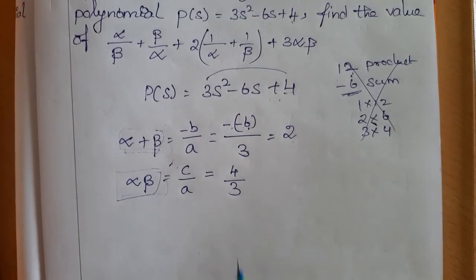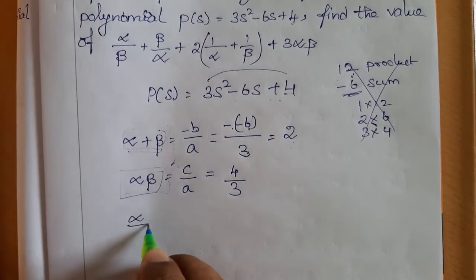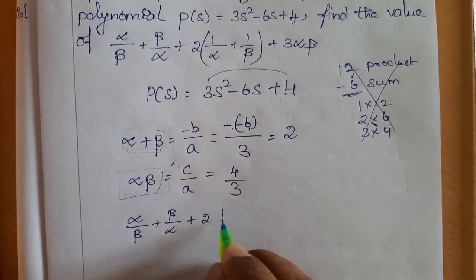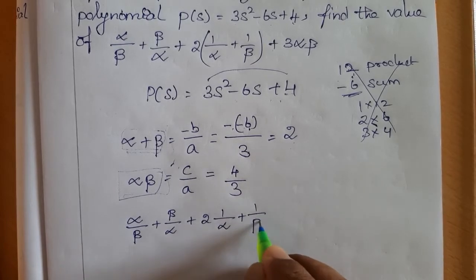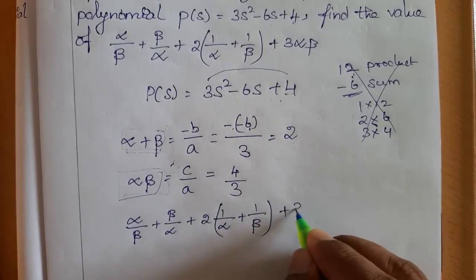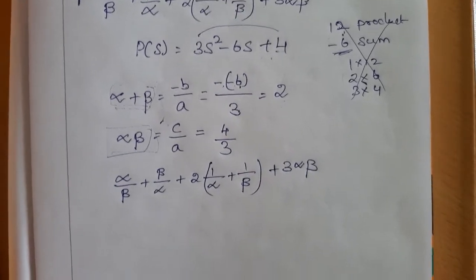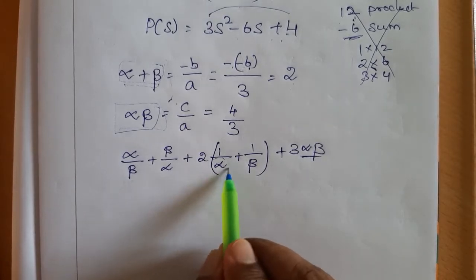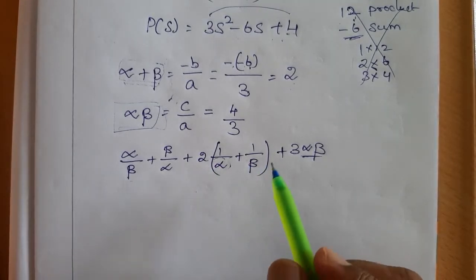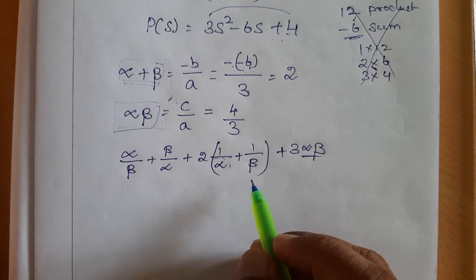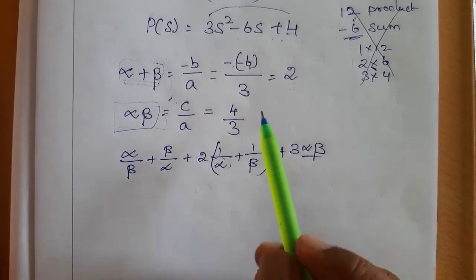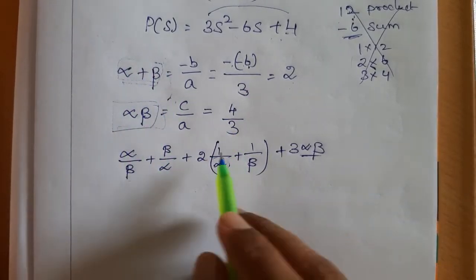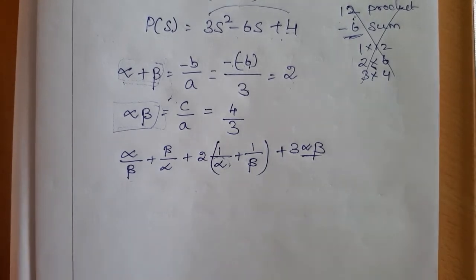So what is the given expression? I will write this expression here. Alpha by beta plus beta by alpha plus 2 into 1 by alpha plus 1 by beta plus 3 alpha beta. So here we have a product of alpha and beta, but the rest we don't know, the alpha and beta values, right? So we have to rewrite the given expression into the sum of alpha and beta, or the product of alpha and beta. Yes, it's possible to rewrite. Let's see one by one.